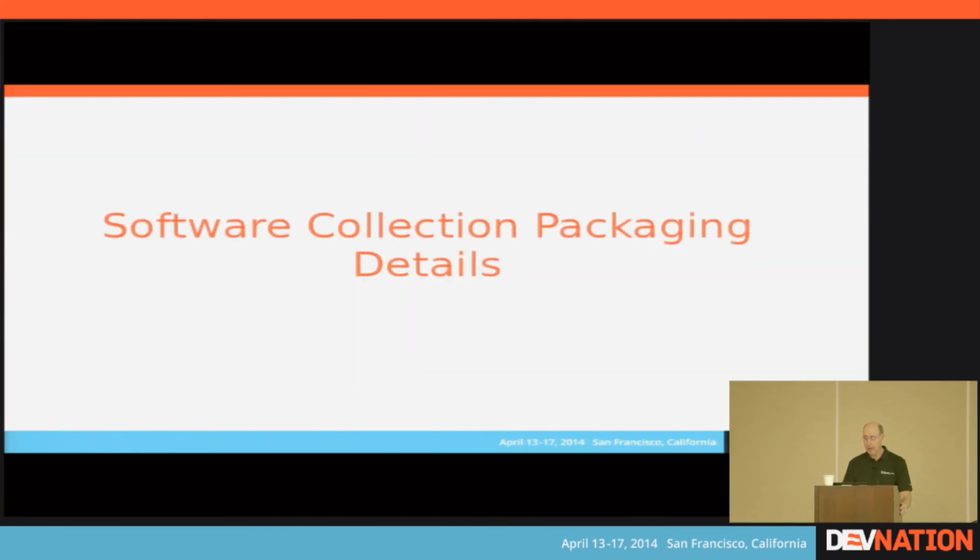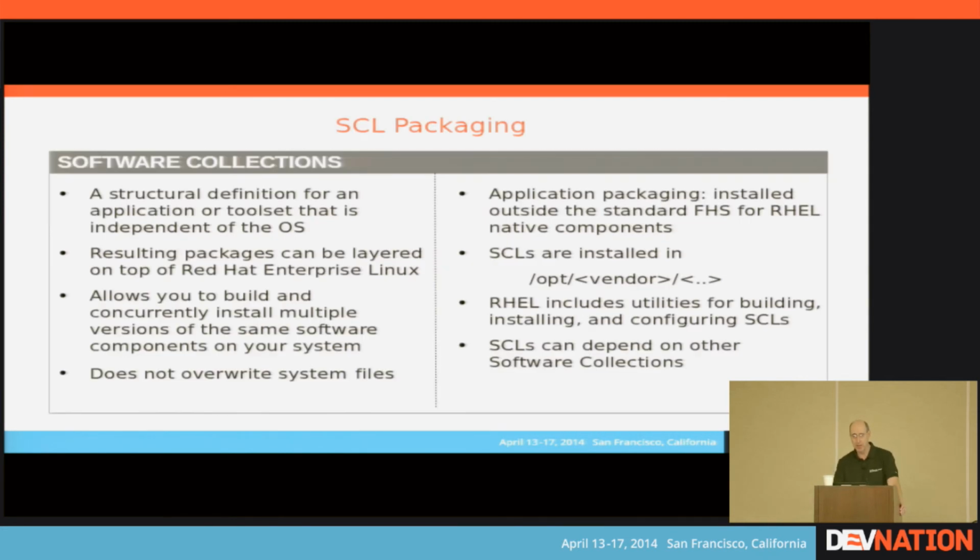I want to talk a little bit about packaging, because this explains how we're able to offer the newer versions on base RHEL. We use what we call software collections packaging. So we use the term software collections to be a packaging, a structural definition for an application or tool set independent of the OS. We also kind of throw the name around because it's a RHEL channel or content set where we put a bunch of newer tools packaged as software collections. So you'll hear people say software collections referring to Red Hat Software Collections content set and also to the packaging.